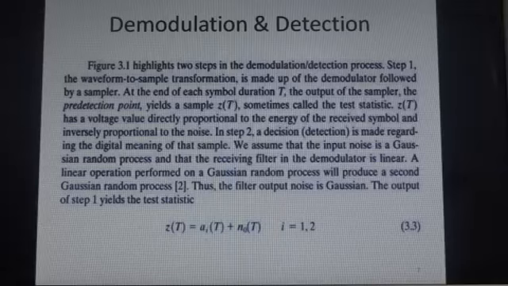In step 2, a decision detection is made regarding the digital meaning of that sample. We assume that the input noise is a Gaussian random process and that the receiver filter in the demodulator is linear. A linear operation performed on a Gaussian random process will produce a second Gaussian random process. Thus, the filter output noise is Gaussian. The output of step 1 yields the test statistic z(T) = ai(T) + n0(T), where i is equal to 1 or 2, representing binary 1 and binary 0.